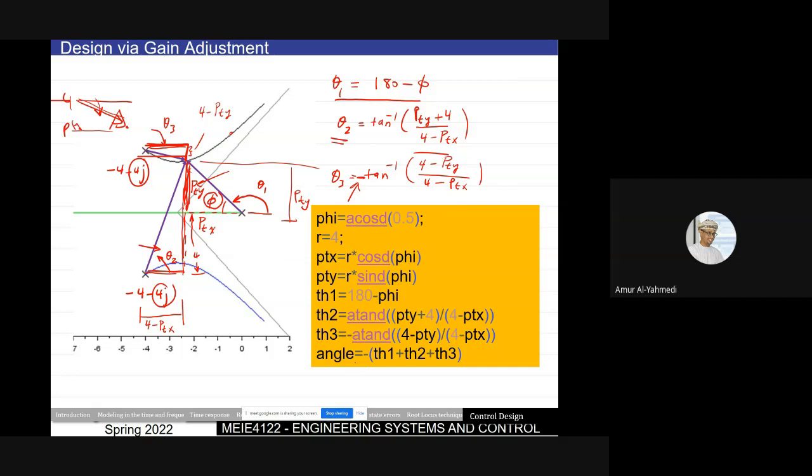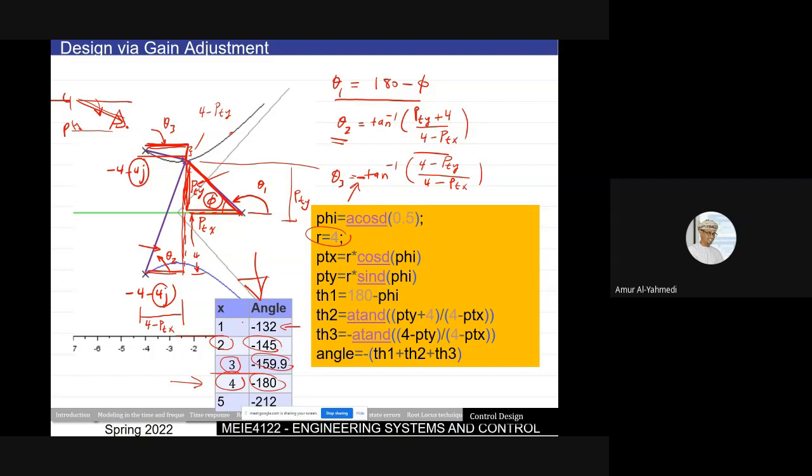If I put this down, I will get the right answers, which are these. The angles will be minus 132 if x is 1, minus 145 if x is 2, minus 159.9 if x is 3, and minus 180 if x is 4. So it means my x is 4. This distance from here to here is 4. The mistake last time was not in what we are doing, but in this table. The previous table was wrong.